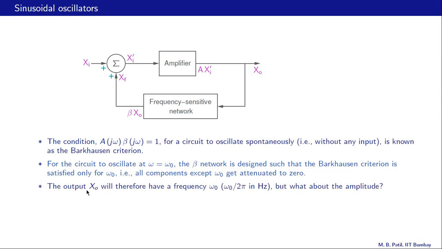So the output Xo will therefore have a frequency omega 0, or if you want it in hertz, then it's omega 0 by 2 pi. But we haven't really said anything about the amplitude. So that is the next question we want to address.